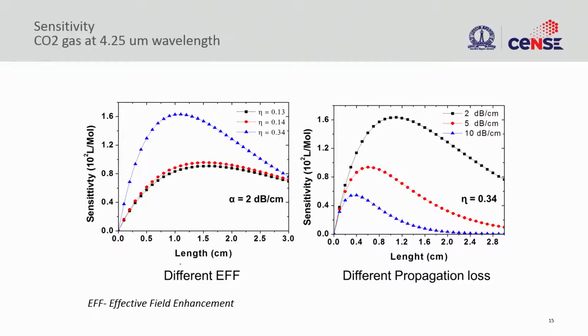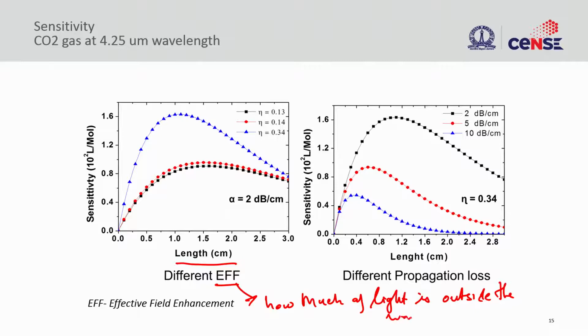Let us look at how good a sensitivity we could have. So, what you see here is the interaction length, right, and different fill factors, effective field fraction, right, how much of the light is outside the waveguide. So, effective field enhancement, right. So, when you have about 13-14 percent, we have the sensitivity rather low, and this is assuming you have a propagation loss of 2 dB per centimeter for this waveguide. So, this is a basic loss that you have. On top of this, you will have alpha absorption loss, and that is what we are looking at.